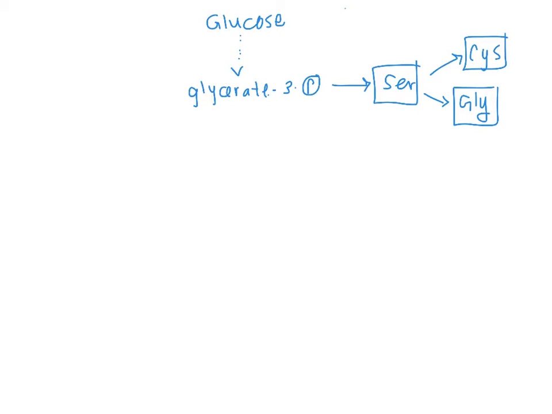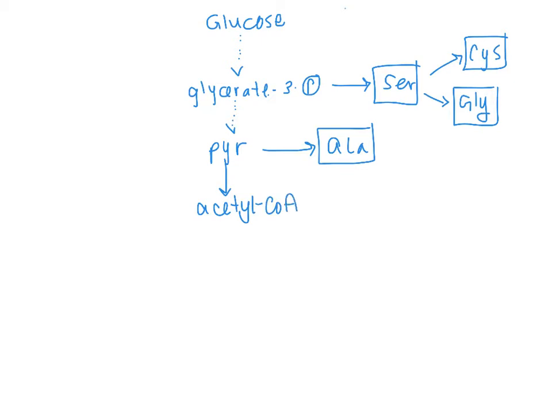Going down from glycerate, a few more steps all the way to the end of glycolysis, we find ourselves with pyruvate. And pyruvate is only one step away from alanine. And continuing on, pyruvate can be made into acetyl-CoA in one step, the pyruvate dehydrogenase complex. And then from there, we have the TCA cycle.